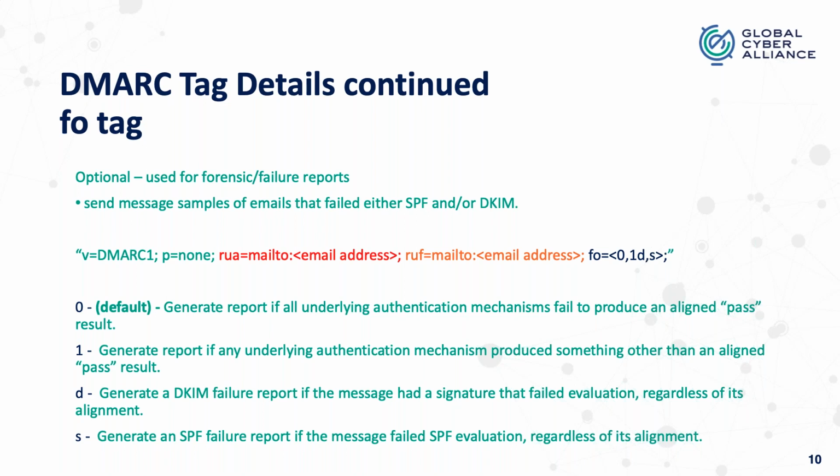Okay, and 0 is generate report if all underlying authentication mechanisms fail to produce an aligned pass result. Your other options are 1, D, and S, right? So FO equals 1, generate report if the underlying authentication mechanism produces something other than an aligned pass result. D is for DKIM specific failures, and S is for SPF specific failures, right? And the most common ones that I see are either 0 or 1.